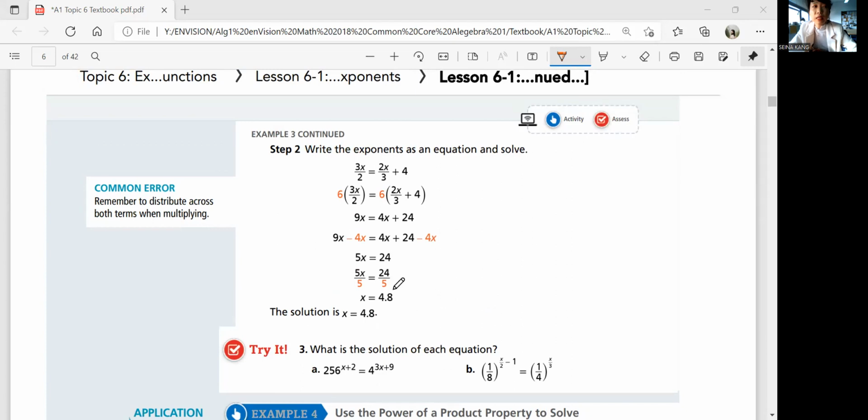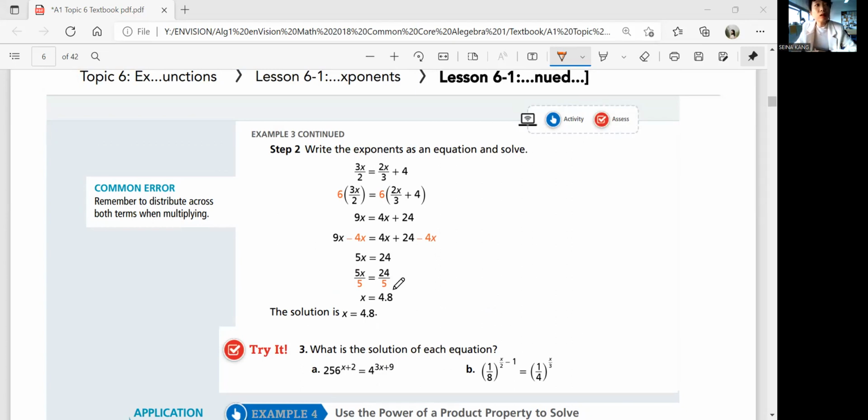What is the solution of each equation? Okay. So think about your goal for this example 3. Your goal is to make the bases the same so that you can get rid of them and make the powers equal to each other, because when the values are equal and you have the same base, there's only one power you can satisfy, right? That makes the values equal.